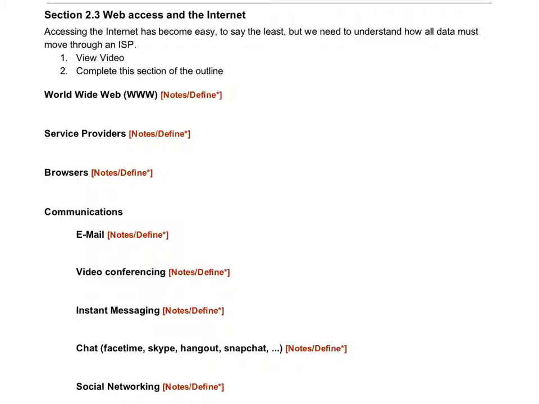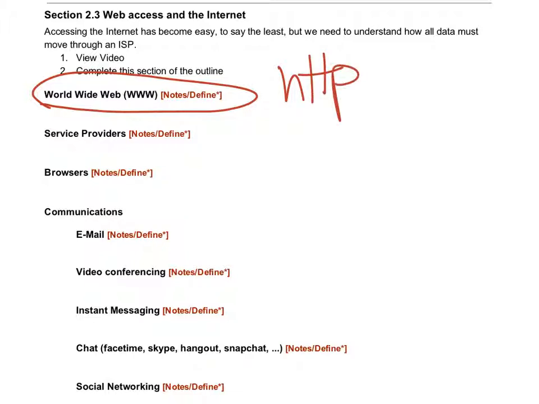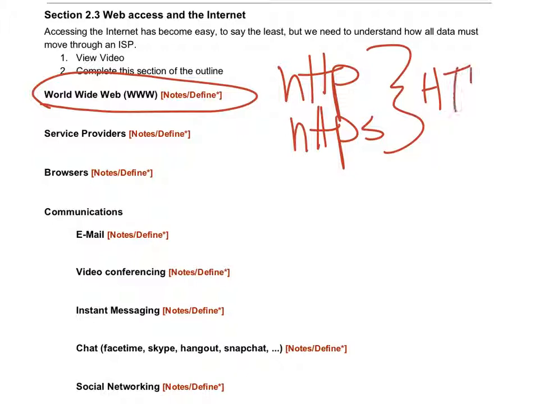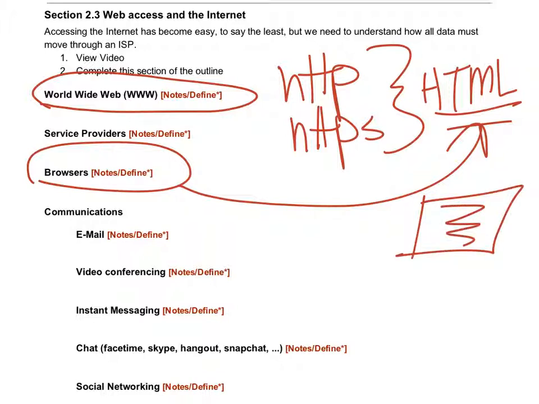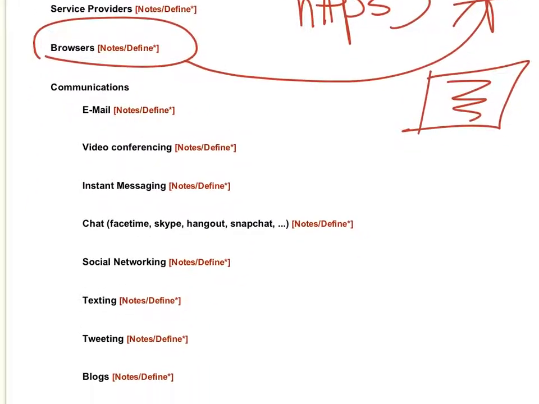Web access. Remember the World Wide Web uses the internet to move, uses a hypertext transfer protocol, and hypertext transfer protocol secure. That moves this HTML language files through the internet, and then your browser interprets the HTML and makes it look nice on your screen. All right. Communications.